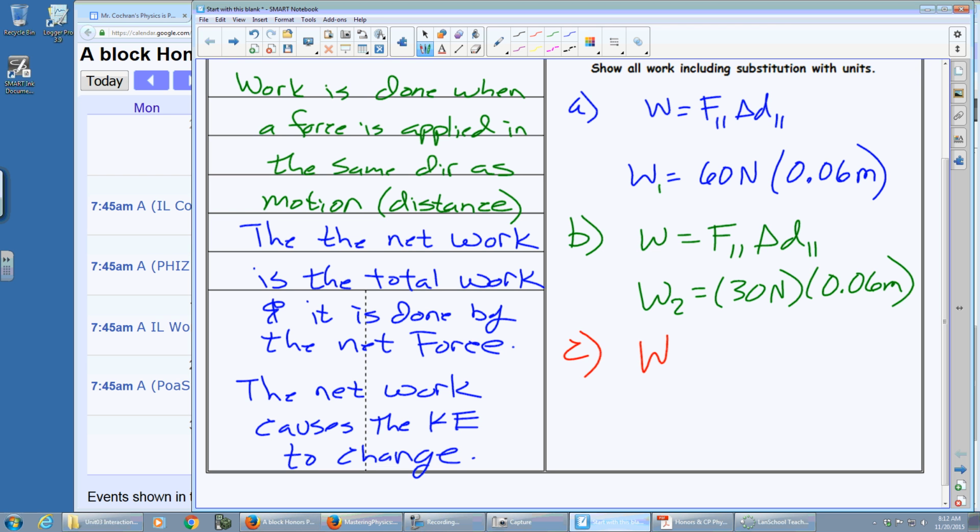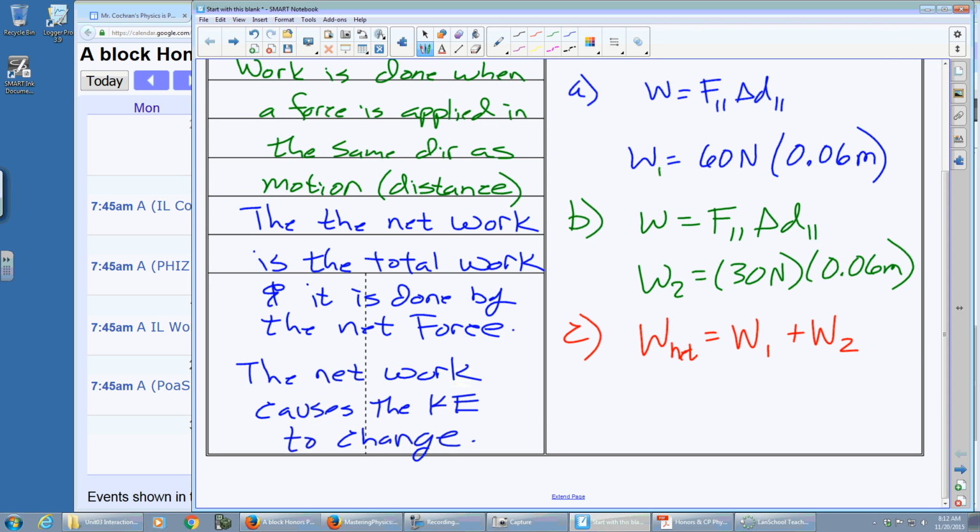So my work net is going to be the work from 1 plus the work from 2. And so I have W net. Work 1, we said, is adding to the block, so that's going to be positive. What is that? Let's see, 36 joules minus 18 joules. And so I'm going to get a total work of 18 joules on my block. Yes? Okay.